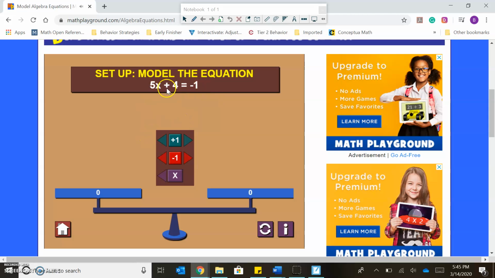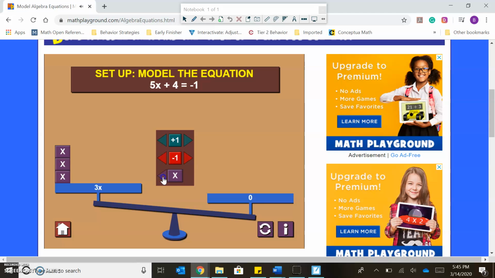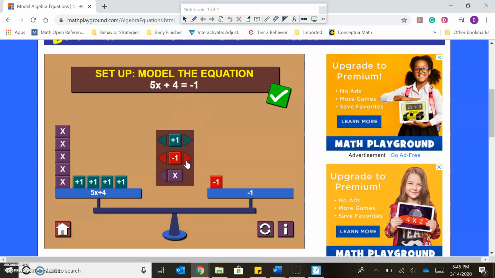So we're going to start out by modeling our equation, 5x plus 4. 3, 4, 5, and then there's my positive 4, and then on the right we have negative 1. Our first step again is we have to try to isolate the x tiles. So to do so, we need to get rid of all of the constants or all of our positive ones. We have 4 positives. So to get rid of 4 positives, we're going to take away 4 from each side.